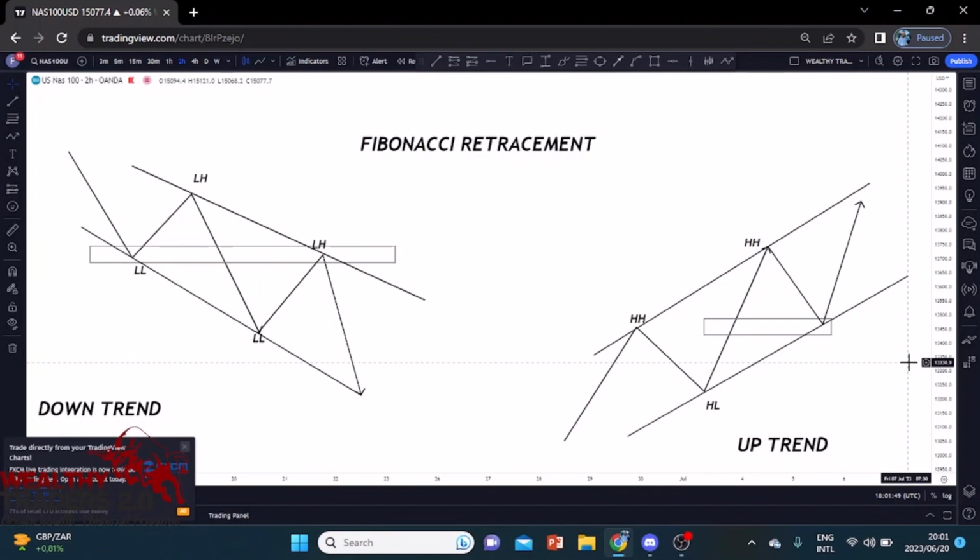So I hope you guys enjoyed the first part about how to plot your Fibonacci, and more information about Fibonacci is still going to be shown. Our next lesson is going to be how to actually get entries on Fibonacci.